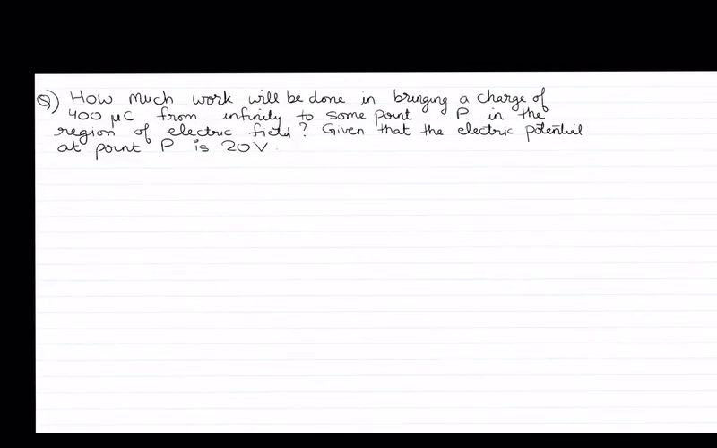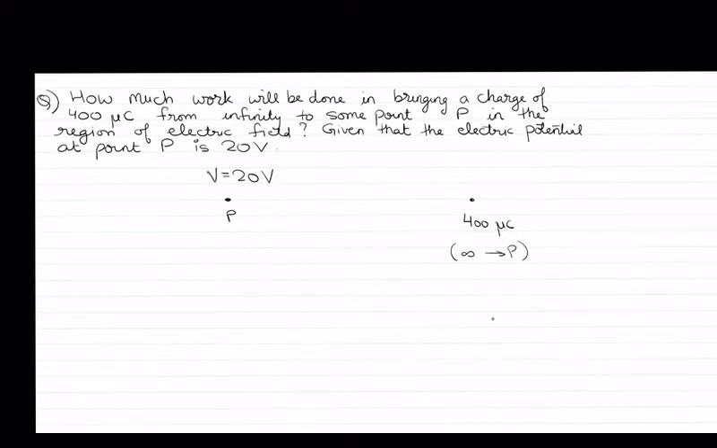So here we can see a question based on this logic. It says how much work will be done in bringing a charge of 400 microcoulomb from infinity to some point P in the region of electric field, given that the electric potential at the point P is 20 volt. So suppose there is a point P and the potential of P is 20 volt. We have to bring a charge of 400 microcoulomb from infinity to the point P.